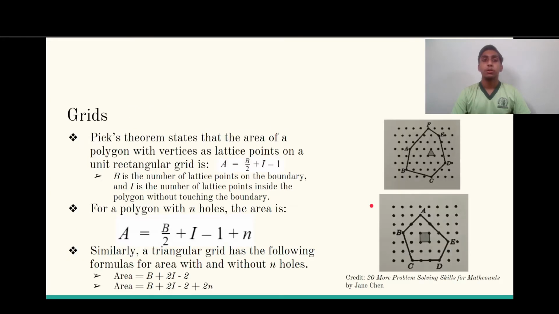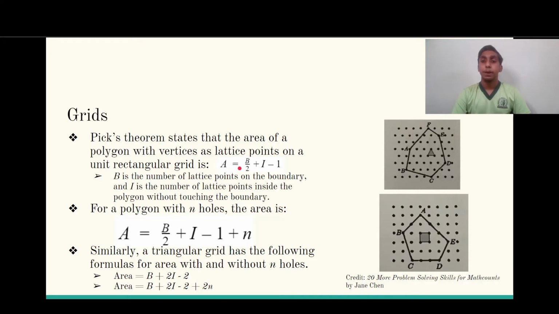Okay, so first let's go over grids. Pick's Theorem states that the area of a polygon with vertices as lattice points on a unit rectangular grid is area equals b over 2 plus I minus 1. Here, b is the number of lattice points on the boundary. So if you see this figure and the solid black line that denotes this boundary, any lattice points on this boundary make up b. I is the number of lattice points inside the polygon without touching the boundary. So all these points in the middle that don't touch the edges are your I. When you plug your numbers into this formula, you can find the area.